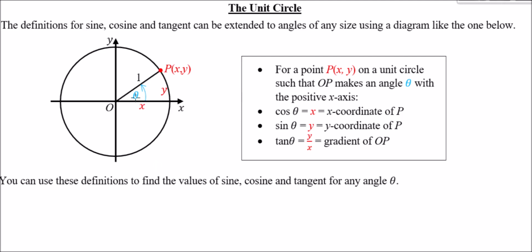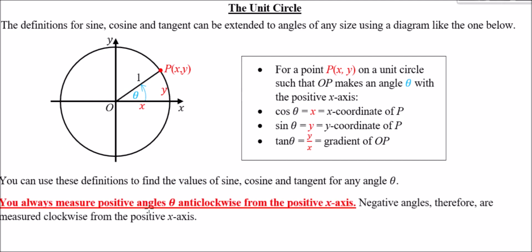And just in terms of measuring this angle theta, it's very important to note that you always measure positive angles theta anti-clockwise from the positive x-axis. Negative angles, therefore, are measured clockwise from the positive x-axis. And so this is theta. An angle of minus theta would be measured down below. So negative theta would be looking something like this, and would be measured starting from the positive x-axis, going clockwise. And so this would be negative theta, like so.